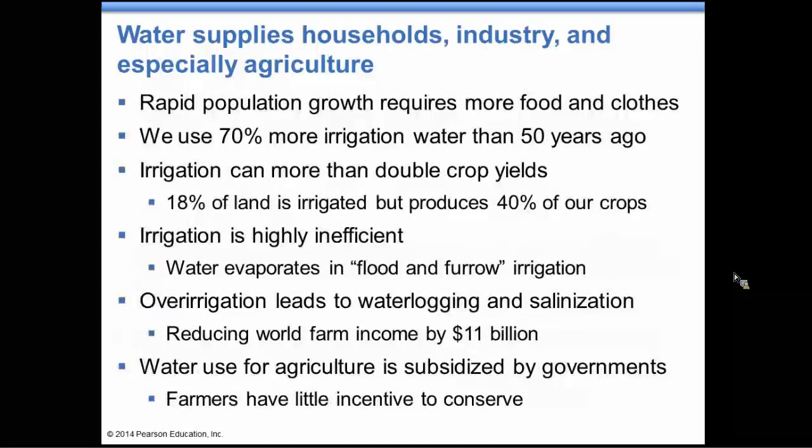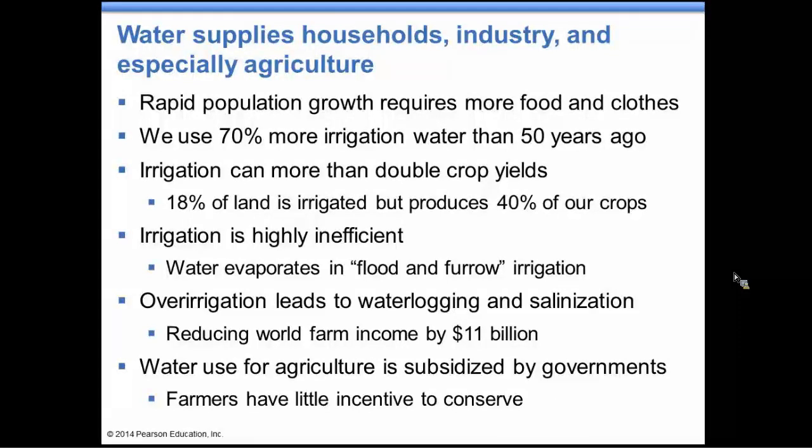So rapid population growth means we need more food and more clothes. We use 70% more irrigation water than 50 years ago. Irrigation can more than double crop yields. In fact, only 18% of our agricultural land is irrigated, but it produces 40% of our crops.